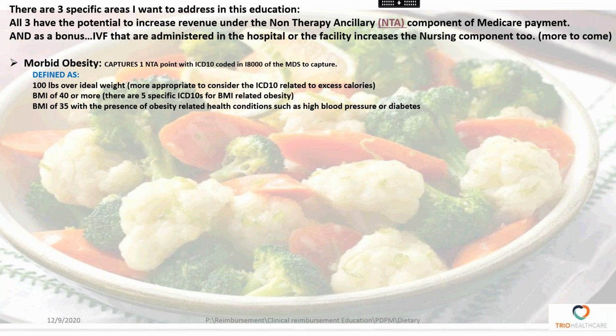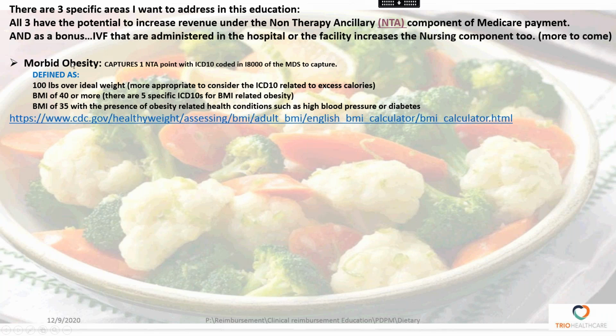So although someone's BMI may not be 40 or higher, if it's 35 and they have things such as high blood pressure or diabetes, again, we would be able to define them as morbid obesity through communications with the physician, and use the ICD-10 that has them as morbidly obese related to excess calories as opposed to related to their BMI. Again, here is a link that would bring you to a BMI calculator. If you were looking at this PowerPoint and clicked on that, that's what you would be able to access.